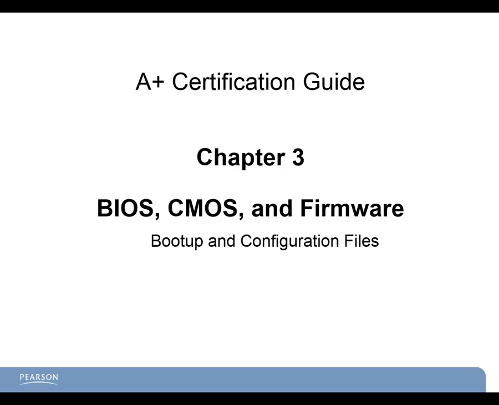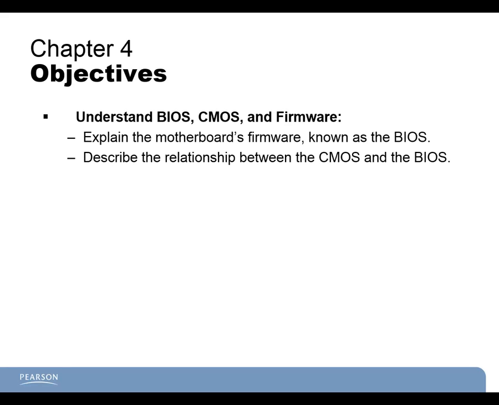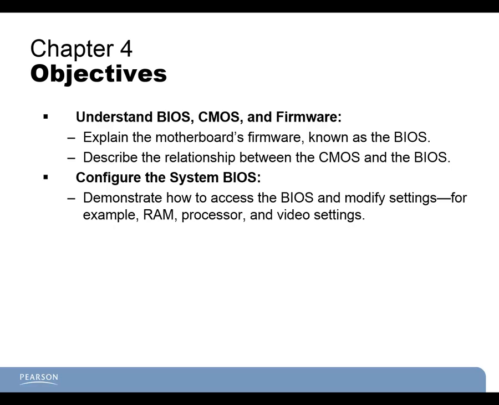Hello everyone. In this chapter we're going to look at the BIOS, CMOS, and firmware, as well as the way a machine boots up and some of the configuration files. We're going to discuss the differences in BIOS, CMOS, and firmware. We're going to describe the relationship of the CMOS and the BIOS. We'll talk about how to configure the system BIOS.